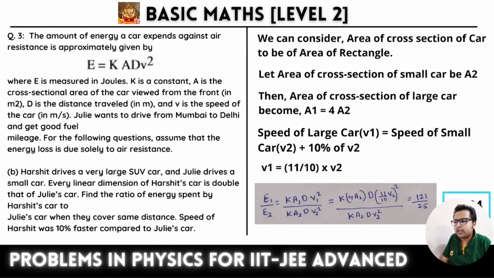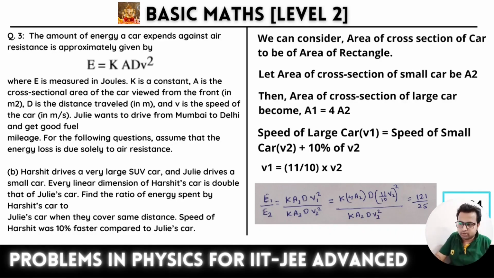Now let us suppose the area of cross section of the small car be A2. Means for the small car, all the things we take 2, that is A2, V2, and definitely the area of cross section for the large car is A1. Now since the linear dimension is double for the large car, A1 will be equal to 4A2. If the length of the small car is L and breadth is B, then for the large car it will become 2L and 2B. If we multiply, we get 4LB. So LB is the A2.